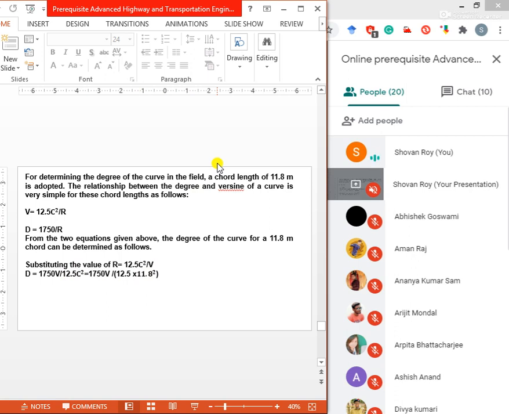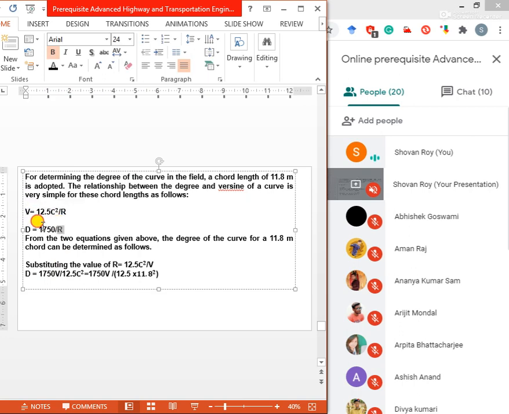Obviously, if I have to find the D value, I need the V value, the Versine value, and to find the V value, I need the D value. From this equation we can also find it. This is the actual relation between the degree of curve and the Versine of the curve.